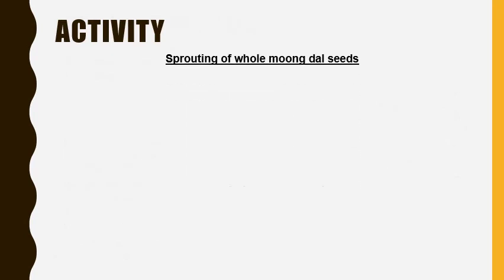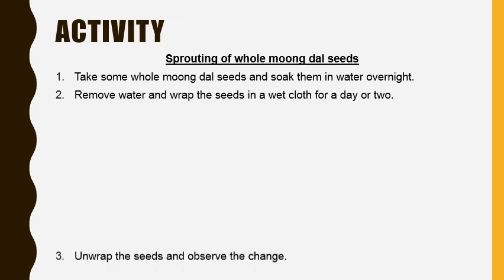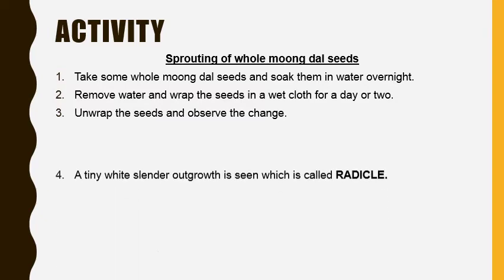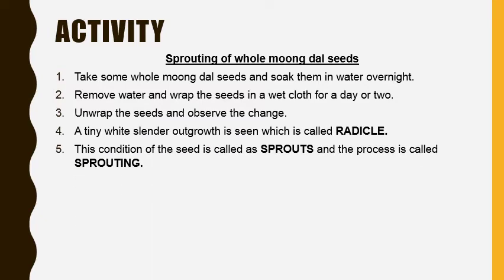This is an activity which all of you will try out at home. Sprouting of moong dal seeds. Take the whole moong dal, that is green in color, and soak the seeds in water overnight. In the morning you find they have become soft. Now remove the water and wrap the seeds in a wet cotton cloth and leave it for a day or two.